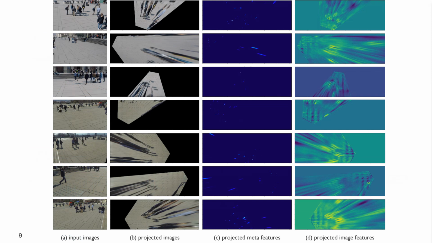Here are some visual examples. We can see that the perspective transformation causes a severe distortion problem, which breaks the spatial structure. But the distortion area of our proposed meta features is limited. We can clearly indicate the location of the pedestrians for the detection model during the ground plane detection.